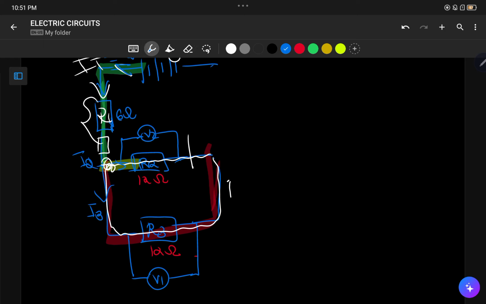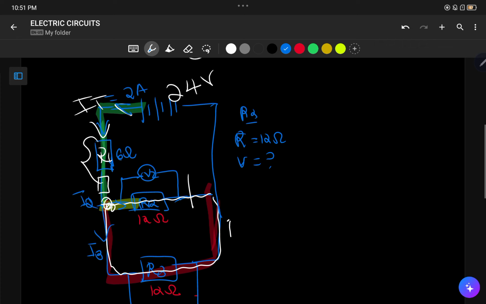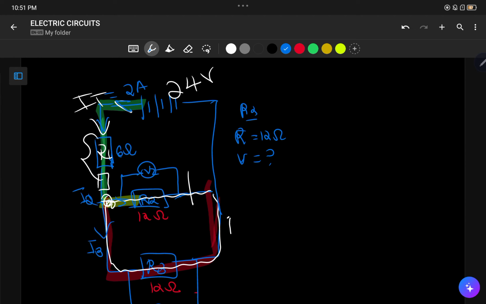So by the look of things, in terms of R2, you have a resistance of R2, which is 12 ohms. You don't have the voltage for R2, and you can't say it's 24 volts, because why? There's R1, which is in series. Unless you did not have R1, you could have said that the voltage of R2 is 24 volts, because in resistors that are in parallel, the voltage is the same.